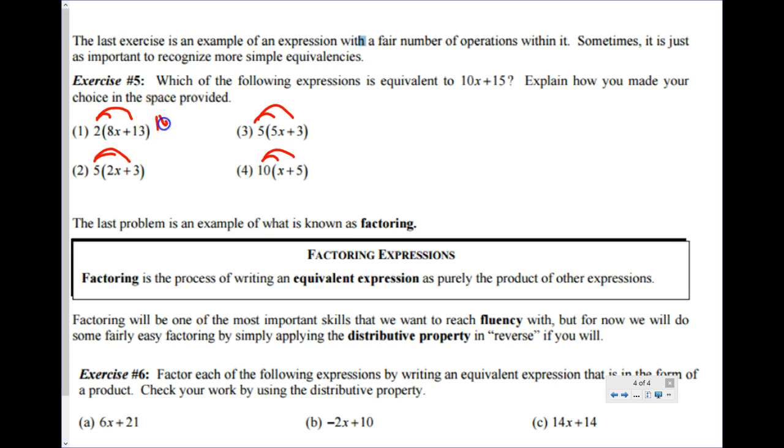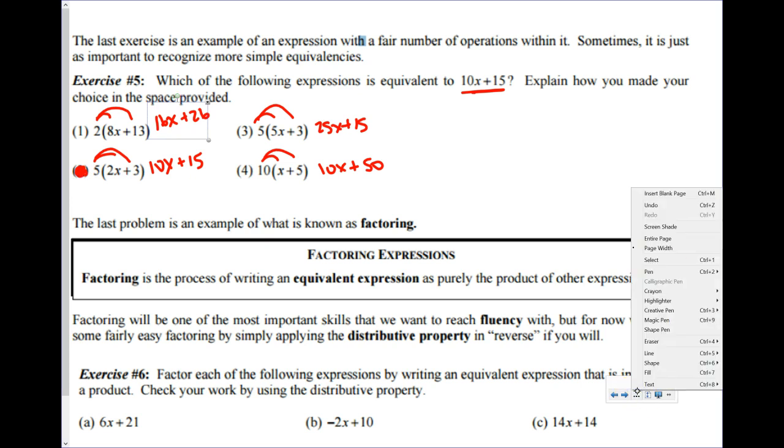Right? This is going to be 16x plus 26. This is going to be 10x plus 15. This would be 25x plus 15. And this would be 10x plus 50. Which one matches what we want? Well, it looks like number 2. Now that's one way to do testing, where you just go through all the answer choices and figure it out.